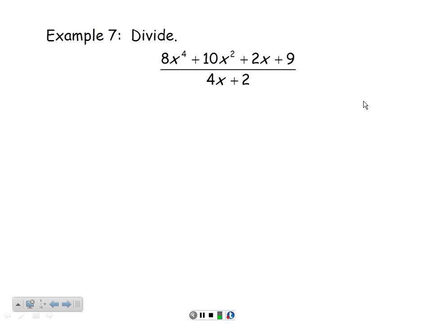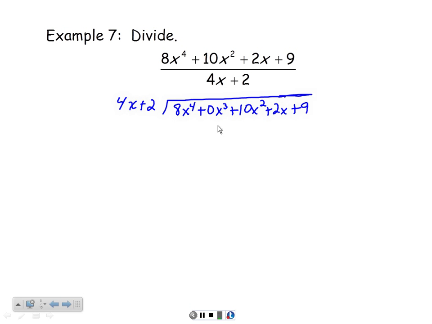Okay, what if it's set up like a fraction? Well, remember, a fraction is division, and so this time the bottom number is going to be your divisor, so that's going to go out front. And then the top number is going to be your dividend, and that's going to go in underneath the division bar. And so we have 8x to the fourth, and we're missing the x to the third. So that's going to be 0x to the third plus 10x squared plus 2x plus 9. So make sure your exponents go down in order, and if one's missing, throw a 0 in there.